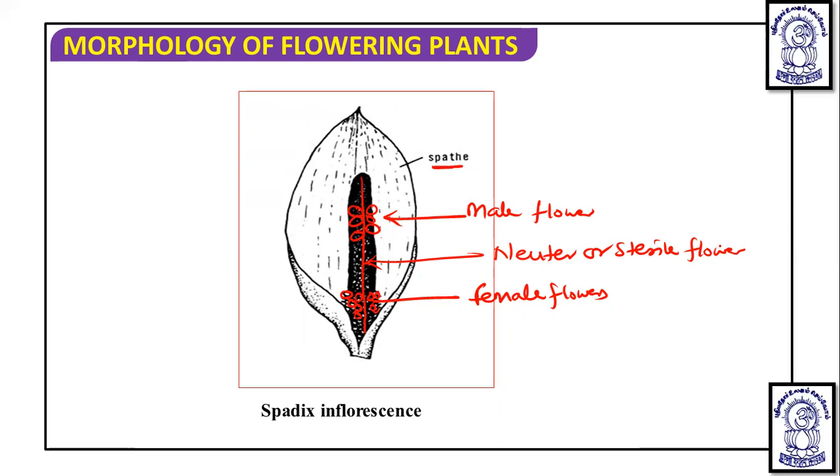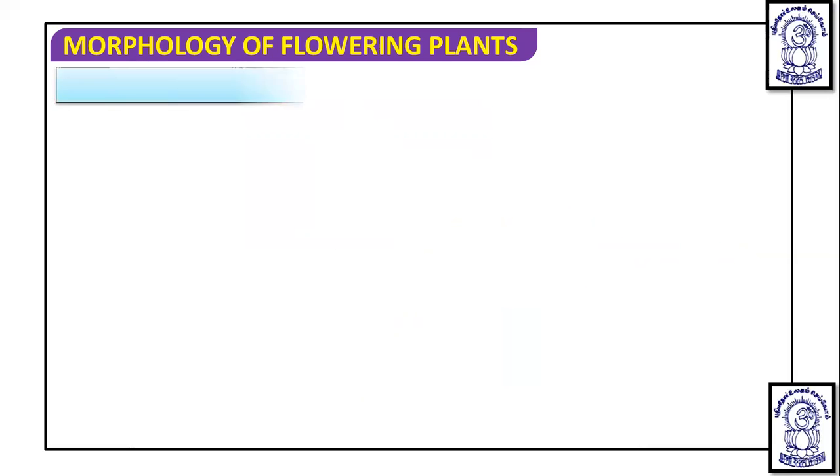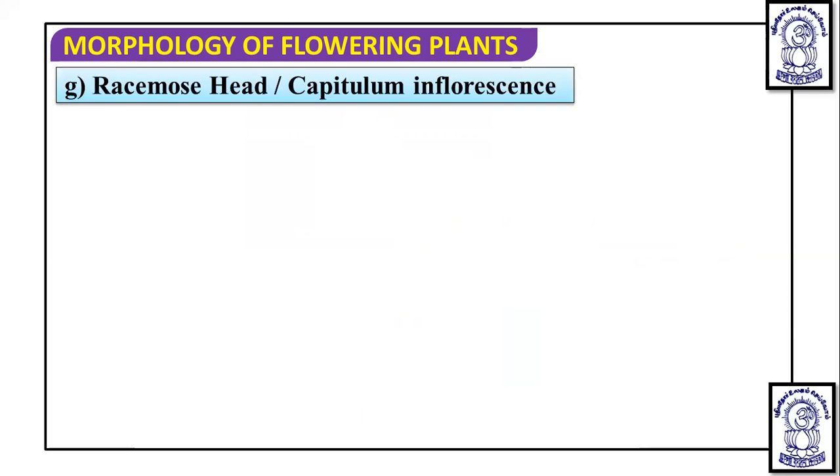So in this way the flowers are arranged on the peduncle, which is completely covered by a large fertile bract, that is a spathe. The examples we have discussed. Okay, so this is the spadix inflorescence. Now after this, the next one we are going to talk about is a simple racemose inflorescence, that is a racemose head, or we call it a capitulum inflorescence.